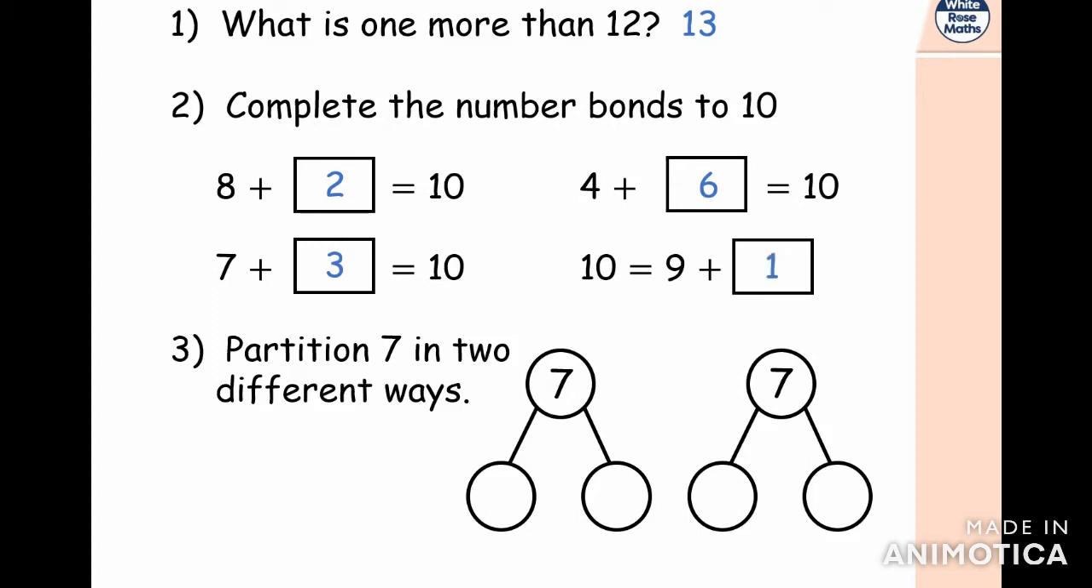And then partitioning 7 in 2 different ways. So you could have had 0 and 7, 1 and 6, but there are some more ways. 2 and 5, or 3 and 4. And obviously the parts can come in any order. So the ones that are on screen now could be 5 and 2, or 4 and 3.